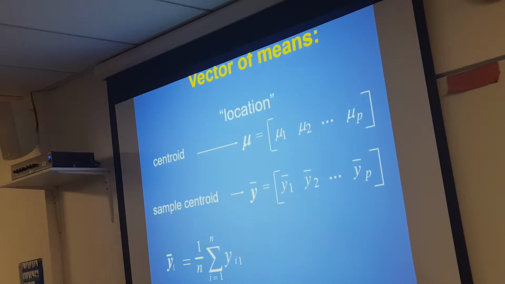So mu, I will use Greek letters to refer to the population values. This is standard notation. And we get our estimate of that, the sample centroid y bar.